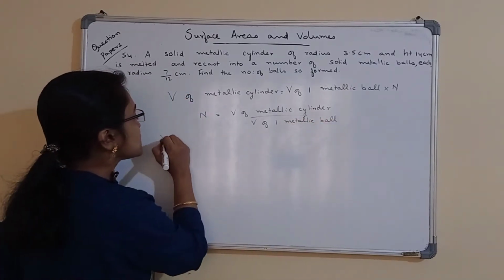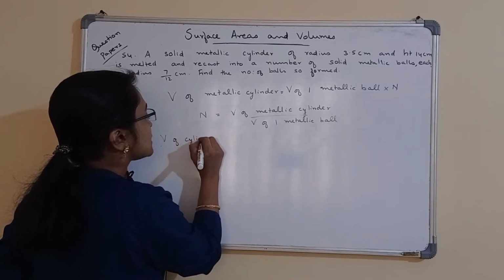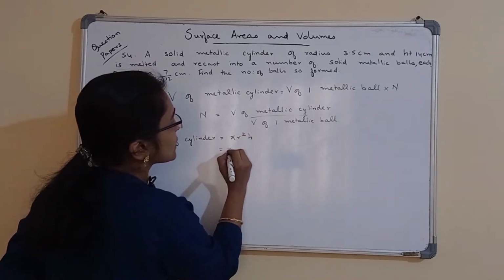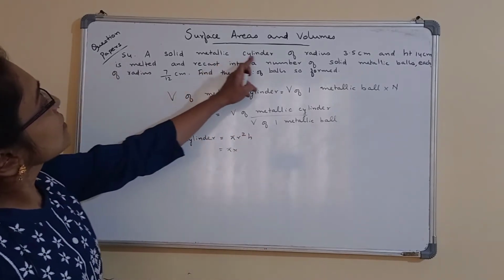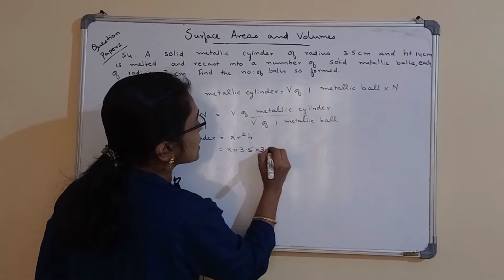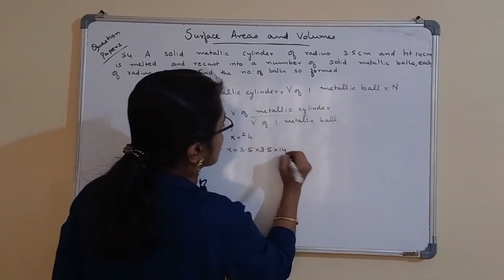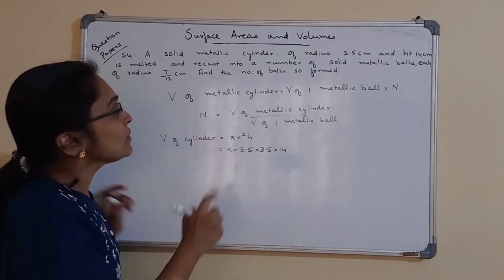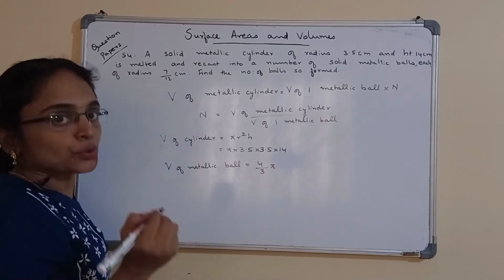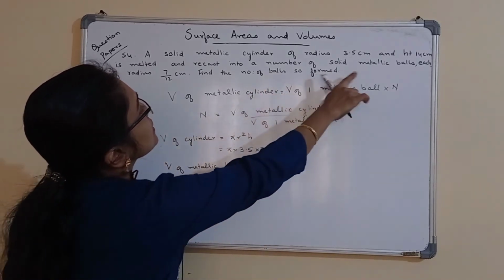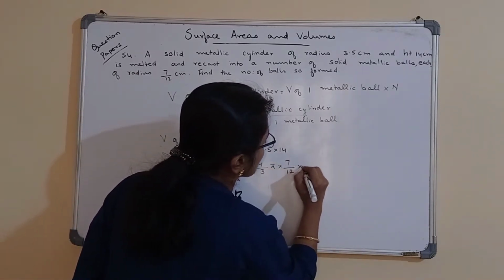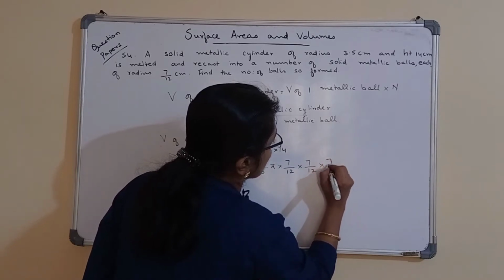Okay, and volume of cylinder is equal to pi r square h, which is equal to pi into r square, this radius is 3.5, so 3.5 into 3.5 into h is 14. So volume of cylinder is this, and volume of metallic ball, it is 4 by 3 pi r cube. And what is r cube here? It is radius 7 by 12. So we can write this as 7 by 12 into 7 by 12 into 7 by 12.